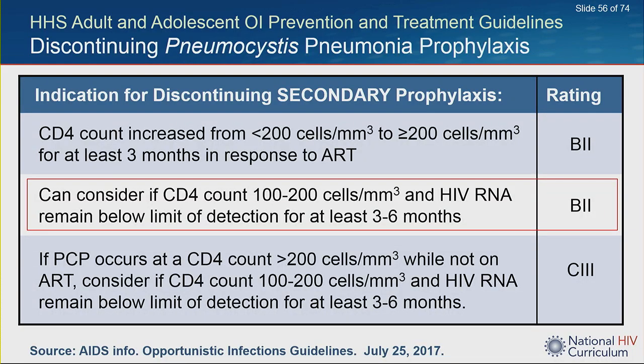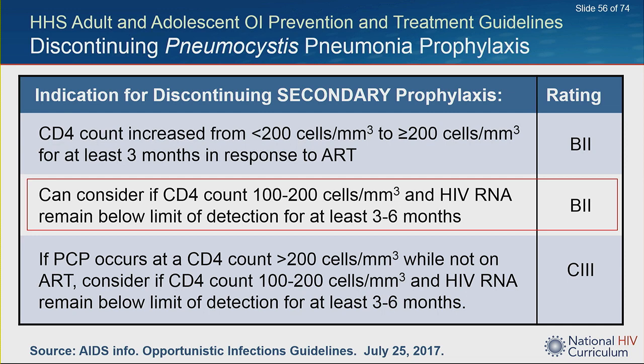And let me actually then show you, this looks very similar to what I showed you in terms of discontinuing primary prophylaxis for pneumocystis with a slightly lower recommendation. So in terms of the rating, basically, it's the same thing for the top two bars. You go from under 200 to above 200 for at least 3 months, and then you've got to complete that initial 3 weeks, which is really assumed that you're going to do.